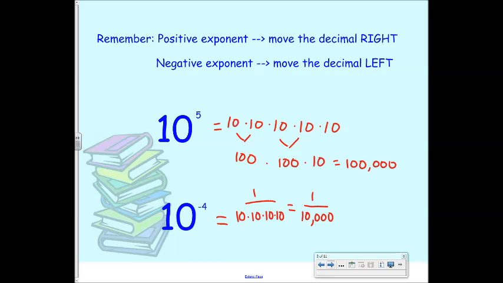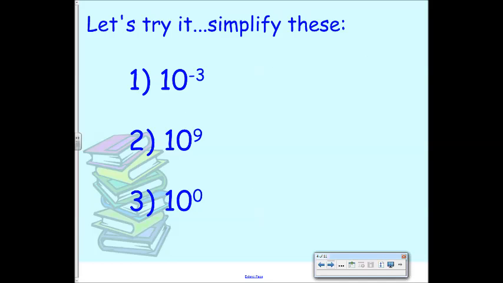Now, is this number really big or really small? Really small. 1 out of 10,000. Think back to the pizza Gabe and I were going to share yesterday. If I have a pizza and it's cut into 10,000 pieces and I give you one of them, is that a lot of pizza? No. You could not even see that pizza slice, right? So that's a really small number. So if something has a negative exponent, is it really big or really small? Really small. If something has a positive exponent, is it really big or really small? Really big.